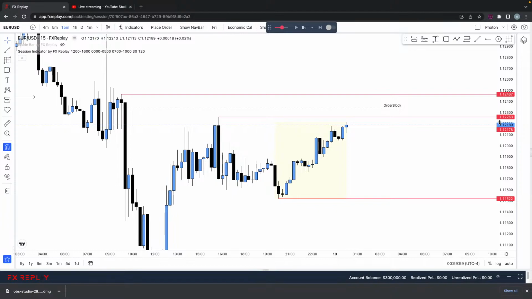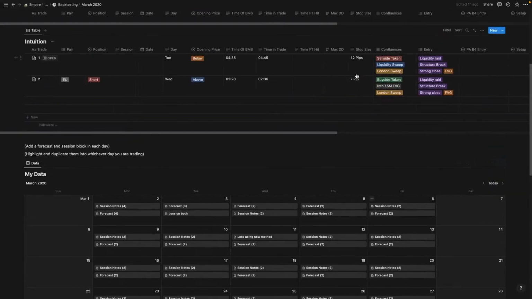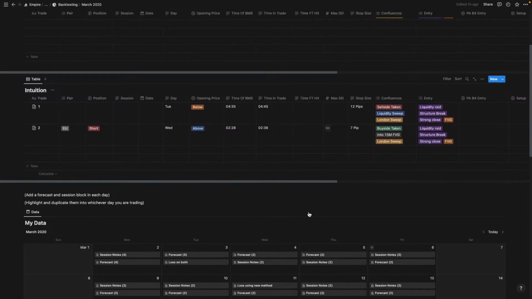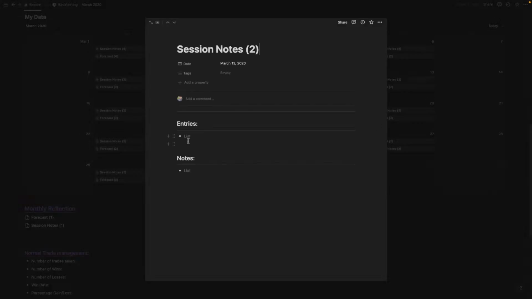Have you made any videos on how to journal? I made a video on how to journal back in the day, and that journal has changed since then. That video was basically a Notion tutorial on how to make a table like this one. But I'm definitely going to be coming out with a new video explaining how I'm using all of this. So if this looks confusing right now, that video hopefully will clear everything up.